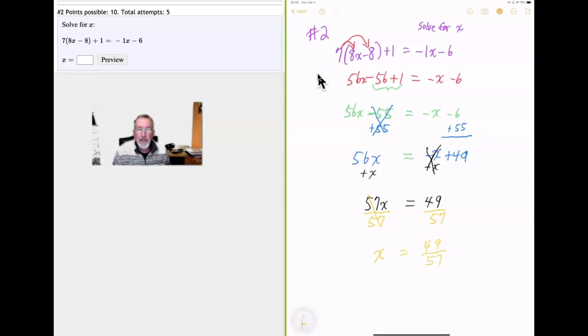And 57 is not a number that divides easily by other numbers. 56 is okay, 58 would work. 57 is not prime, so it's not going to get any smaller. So this is our final answer. And so in the box up here, you would write, or type, 49/57. That would be your answer.